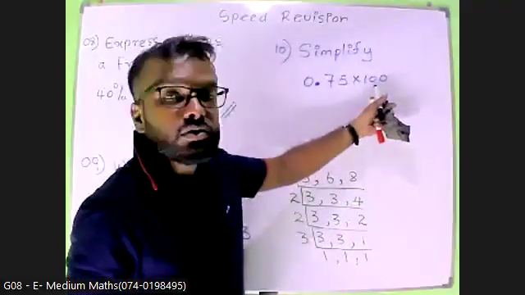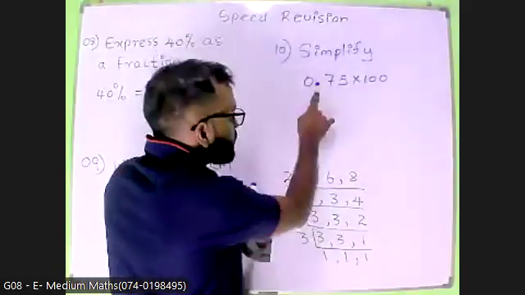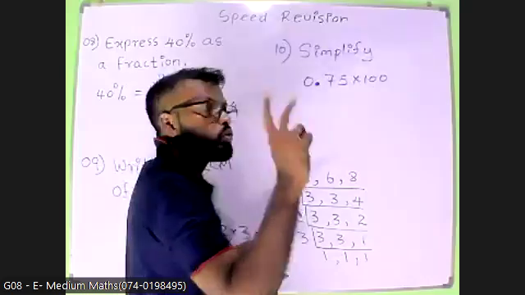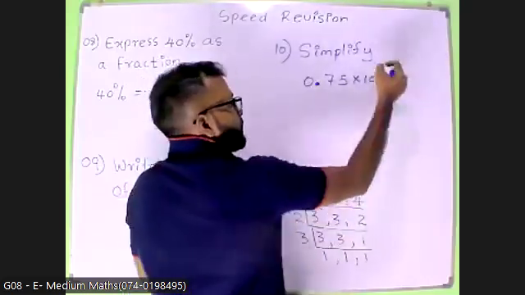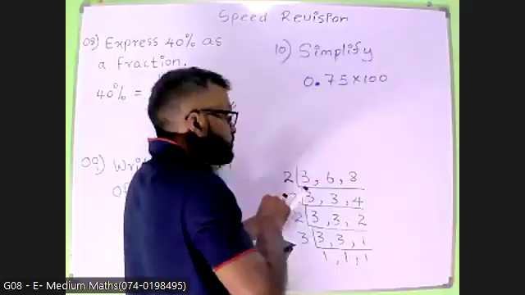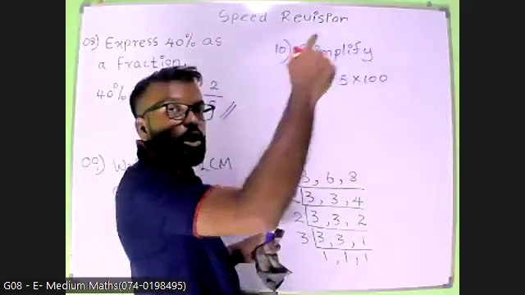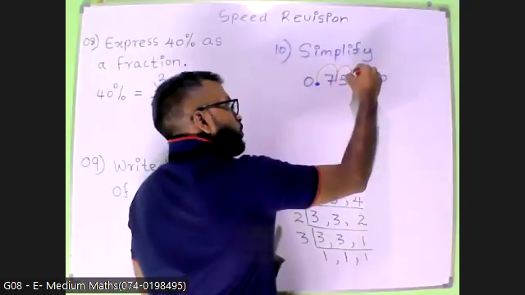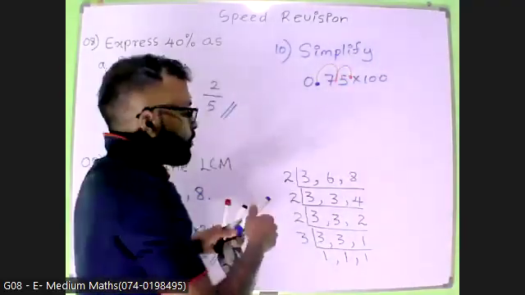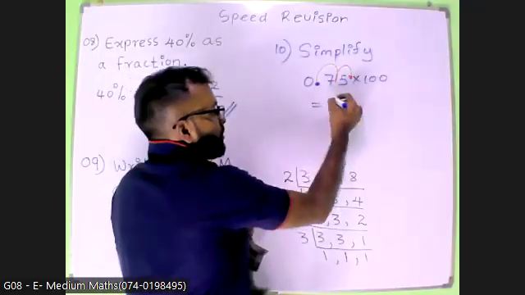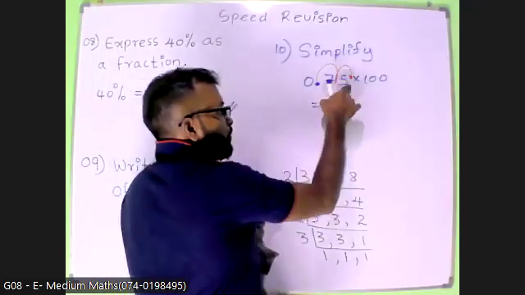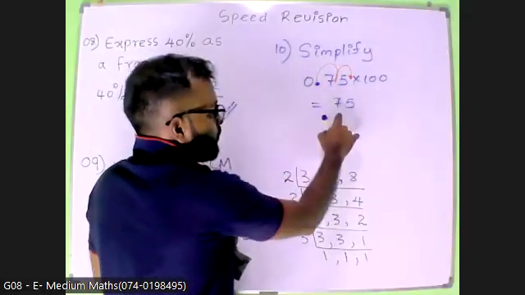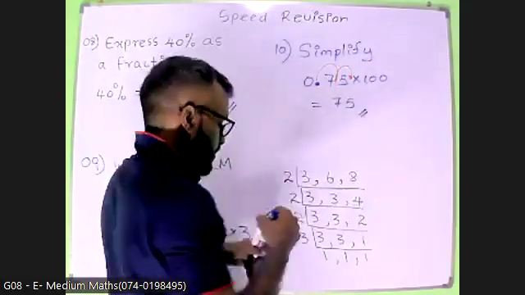So how many zeros are there in 100? 2 zeros. So the decimal point should jump to the right hand side. How many times? 2 times, because you have 2 zeros, right? This is 0.75. I am going to jump 2 times to the right. 1, 2. So my answer is 75. The decimal point comes to the end. So the answer is 75.